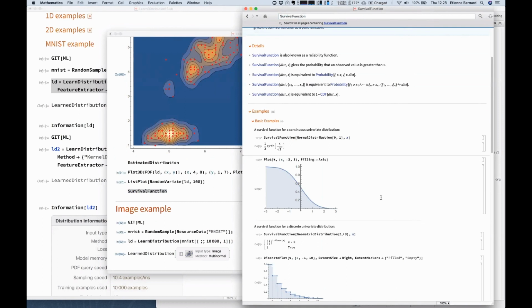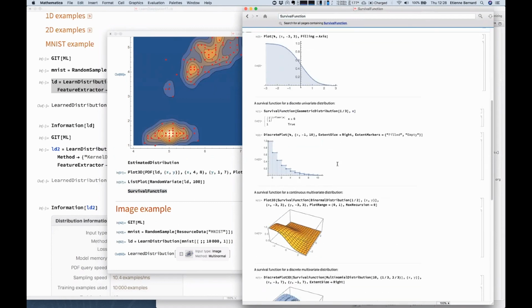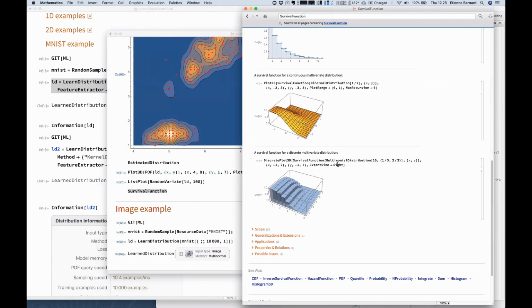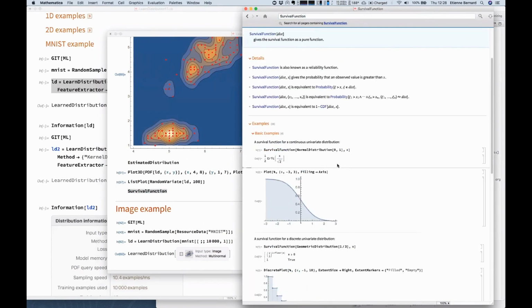It's the survival function. It's an integration of the PDF. It's just a different side. Right, you see this in the notes. So that's exactly your thinner tail of the PDF, you know, like above a certain value.